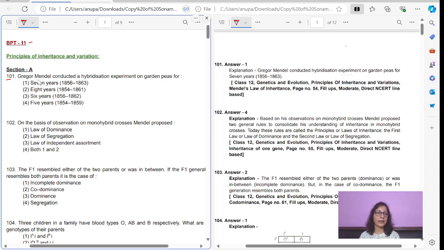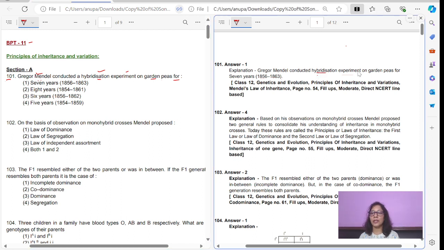The question states that Gregor Mendel conducted a hybridization experiment on garden peas for, and the options are 7 years, 8 years, 6 years, 5 years. It means this question is asking for how many years Gregor Mendel conducted his hybridization experiment. We all know that Gregor John Mendel is known as father of genetics, and he discovered the basic principle of inheritance, and for this he conducted a hybridization experiment on garden peas for about 7 years, that is from 1856 to 1863.